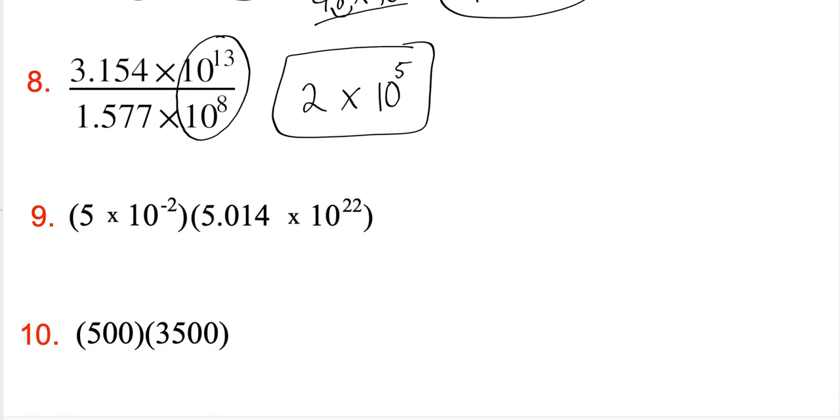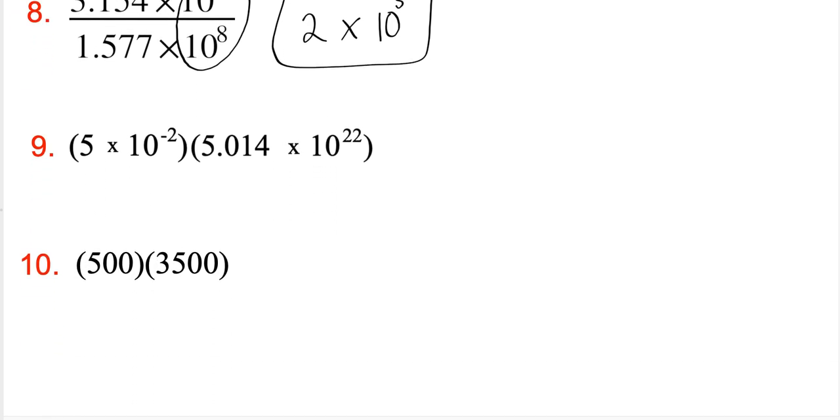So number 9. Looking at number 9 and 10. Go ahead and try those on your own. Pause the video and then come back in a minute or so and see if you got the right answer.